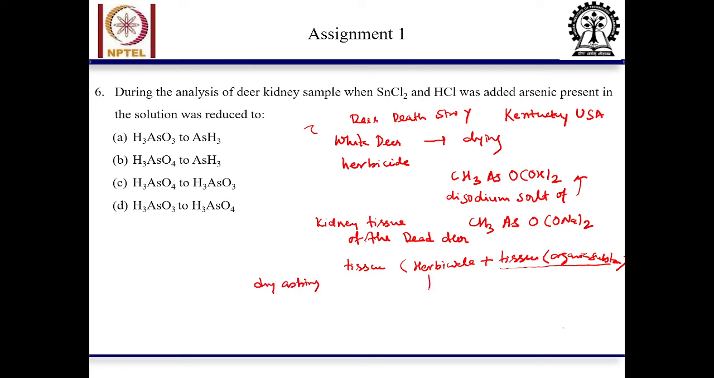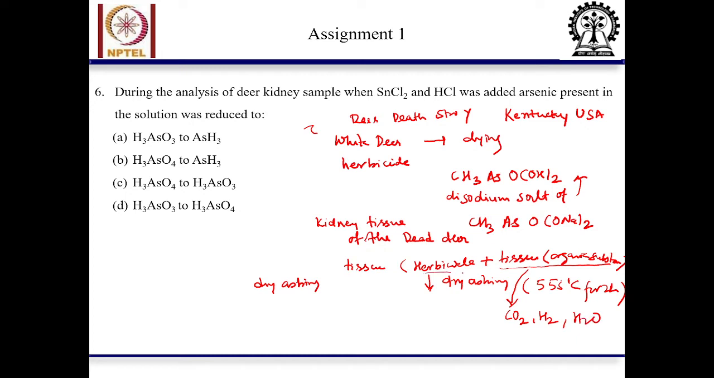Dry ashing. So what happens if we do the dry ashing of this kidney tissue of the dead deer? Here we basically heat at 555 degrees for 2 hours. Okay, so what happens here? Basically your organic substance, whatever it is, will evaporate, like CO2 gas will be evolved, hydrogen will be evolved, and water will form.